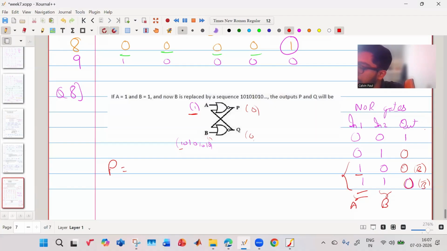But if your B is 0, then you get 0 or 0. 0 or 0 means 1, so it is 1. Now then, next what happens? This becomes 1. If this becomes 1, this is always 0. So 1 or 0 will become 0. Then if B becomes equal to 0, then the output will be 1. So that means P will always be 0, but Q will be equal to B bar.